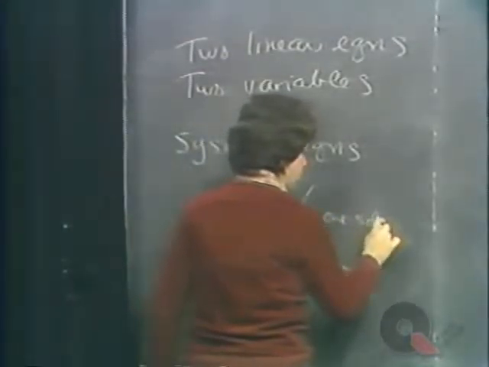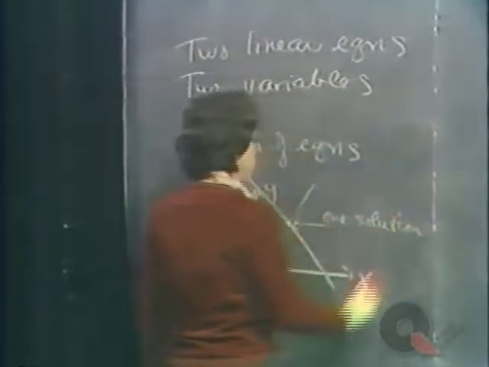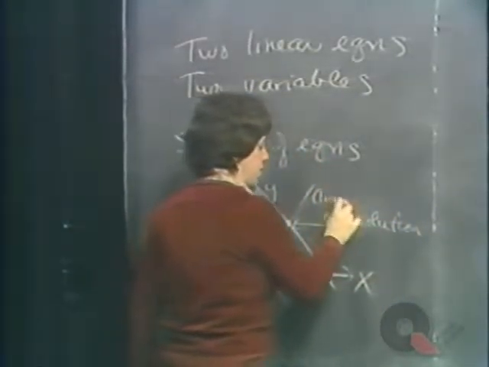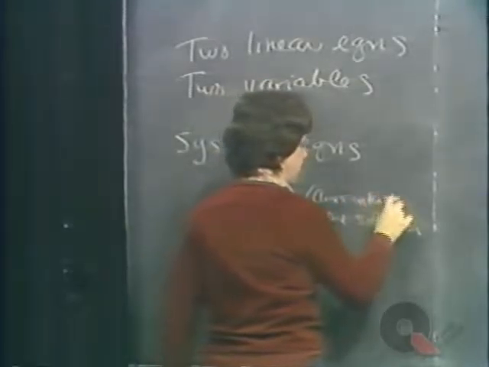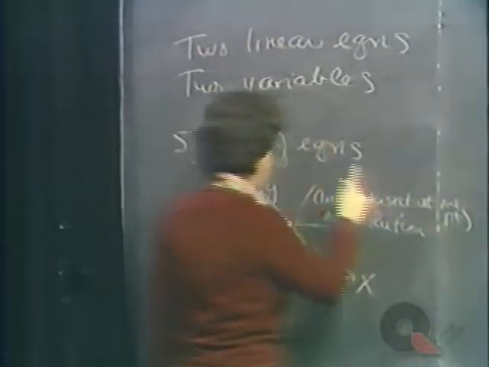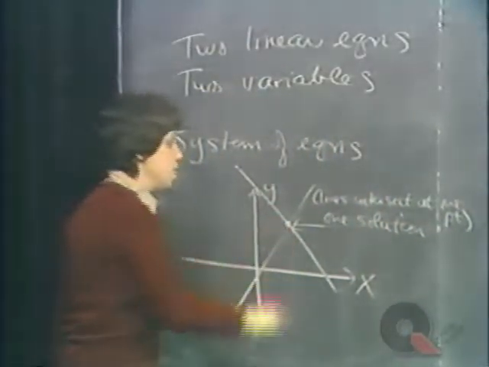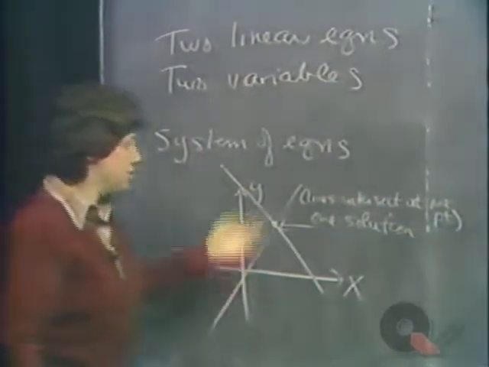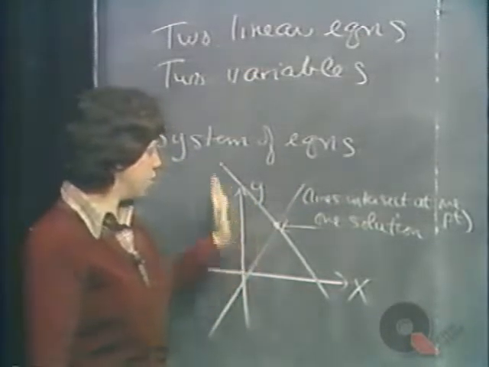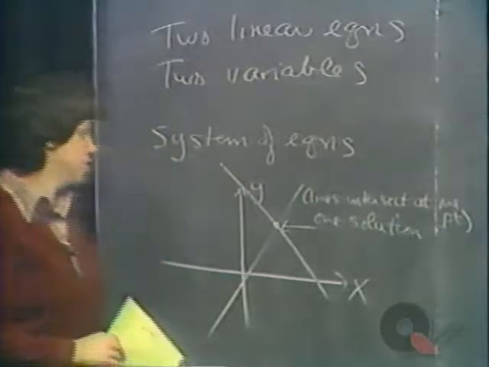One solution, a unique solution to the system of equations. This happens when the lines intersect at one point. The lines intersect at one point, indicating there is one solution. Remember, wherever the lines intersect, that indicates a solution of the system of equations. So if they intersect at one point, then there is one solution to the system of equations.